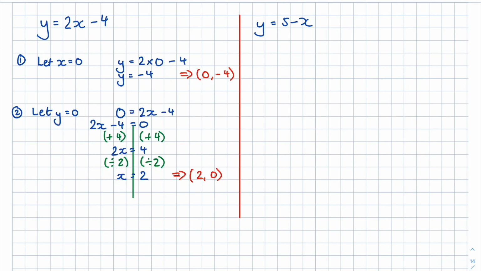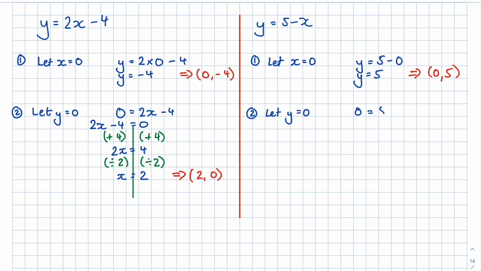So then let's look at the second equation. The first step again is to find the point of intersection with the y-axis. So we let x equal 0. This gives us y is equal to 5 minus 0, which is the same as y is equal to 5. So the coordinate it's going to intersect at the y-axis is 0, 5. For step 2, we find the point of intersection with the x-axis, so we let y be equal to 0. Again, using the formula up here, I make y equals 0 is equal to 5 minus x.